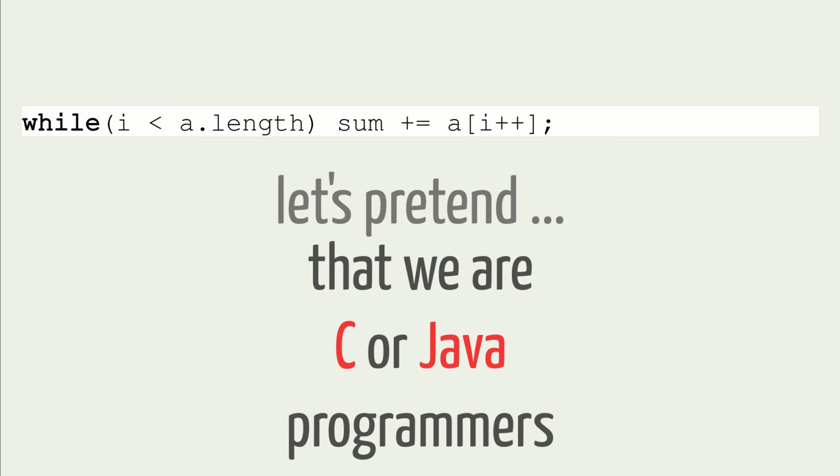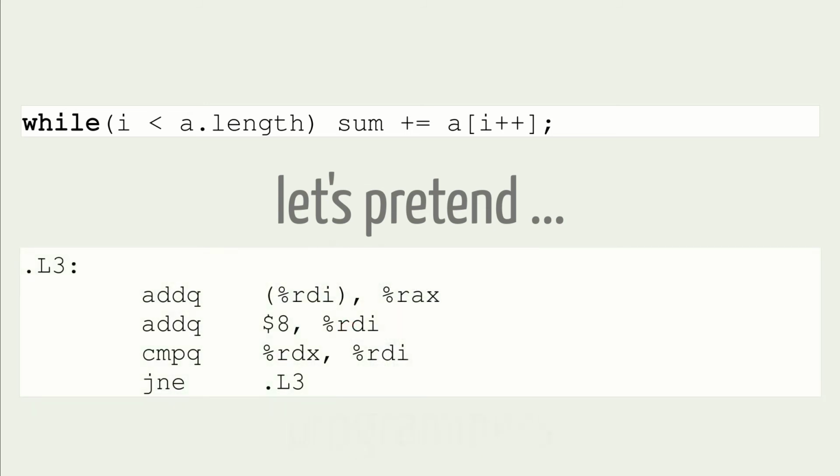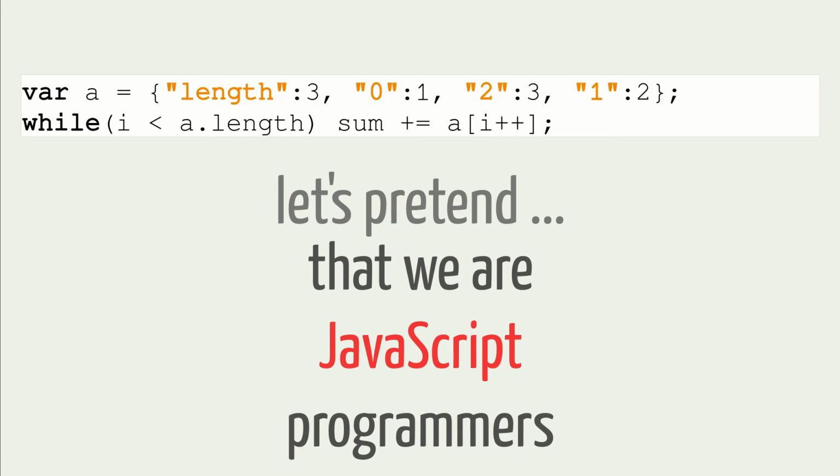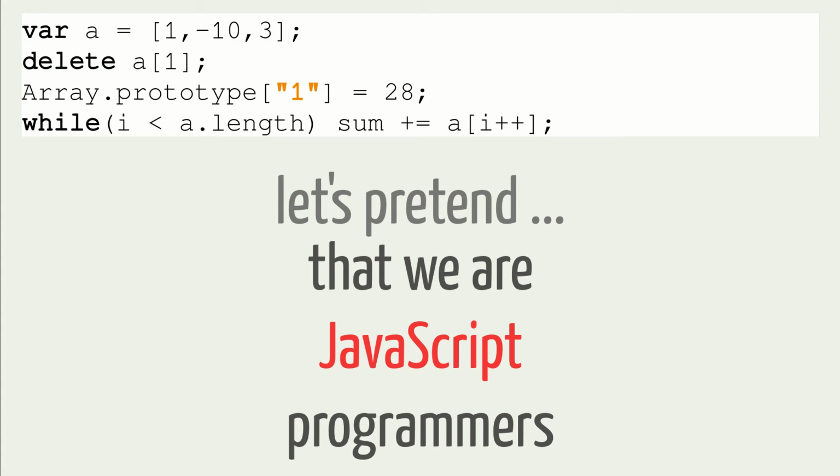Most C programmers would know that this loop is compiled with a couple of registers and a conditional branch. But what if we are now turned into JavaScript programmers? This is an all different story, because it all depends on A. A can be an array as before. But it could also be an object, provided it has properties named length, 0, 1, and 2. A could also be a sparse array, or even an array with one property held by its prototype.